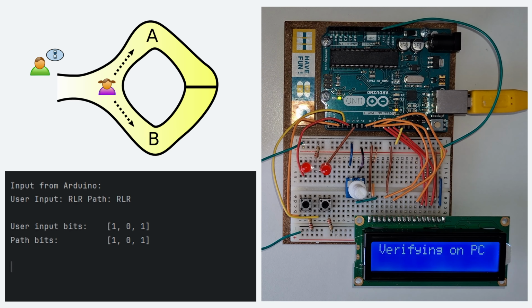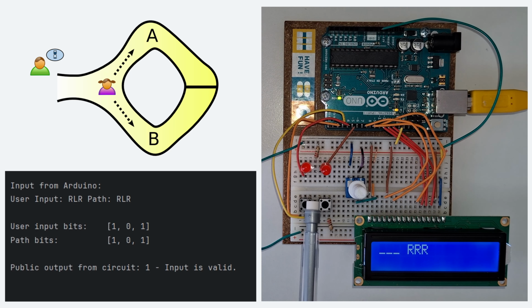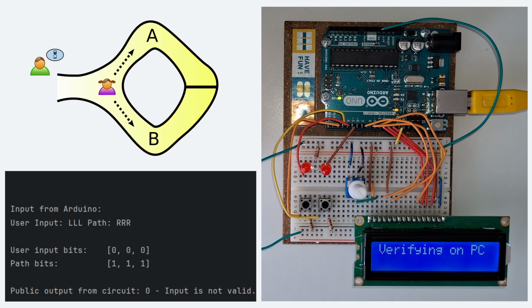So now that we've chosen the path, it will be verified on the PC, and since we entered a valid path, it will also be the output on the Arduino. Now I'll enter an invalid path, so we can also see that working. So now the same will happen. However, since we entered an incorrect path, we will also get that displayed on our Arduino.